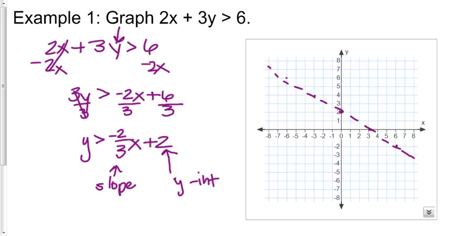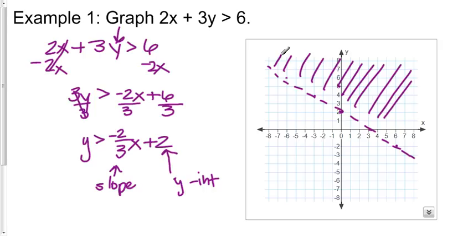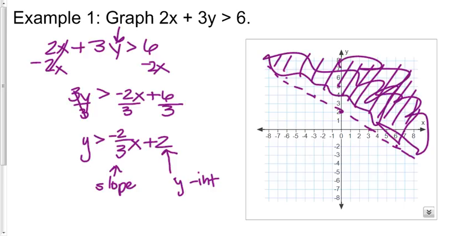Now, the other part of graphing an inequality is that you have to shade either above the line or below the line according to the symbol. Because it says greater than, I'm going to shade all of the points above this line. Okay, now here's what we're saying. Anything in this shaded region is a solution to this inequality, not including the points on the line.